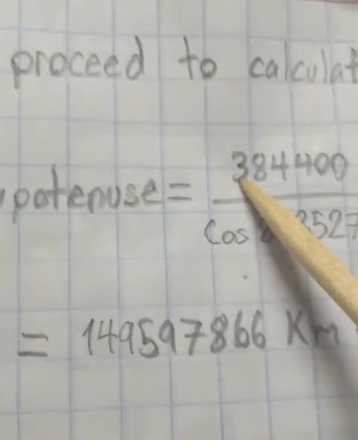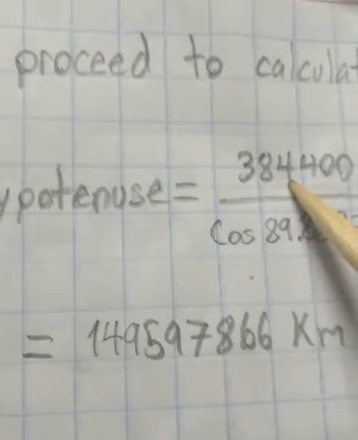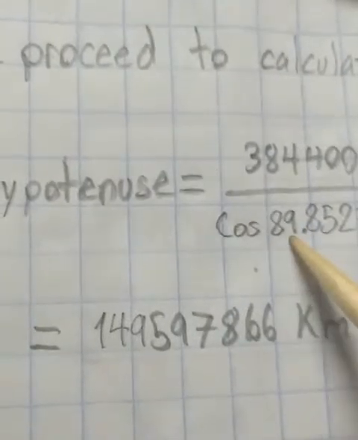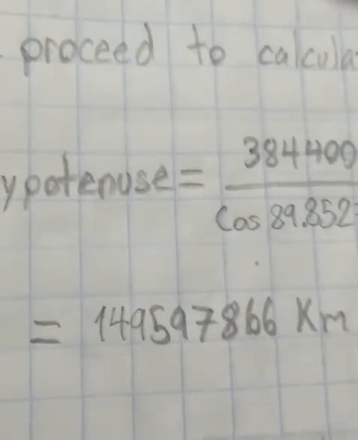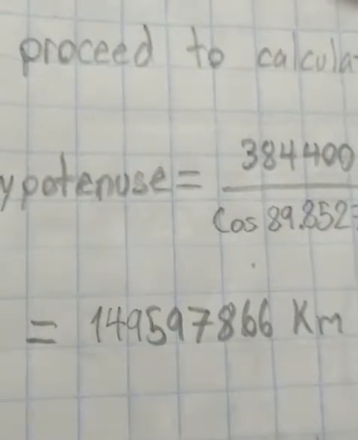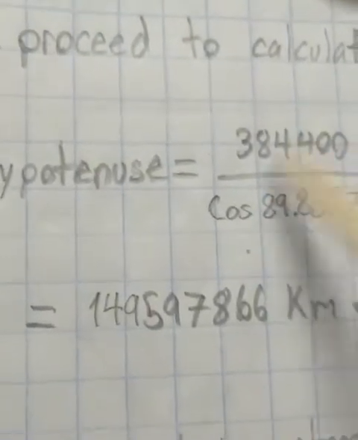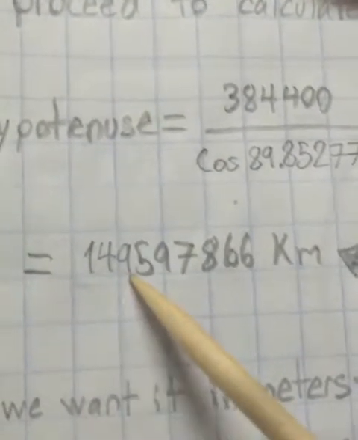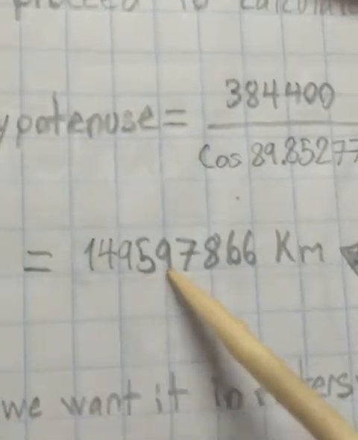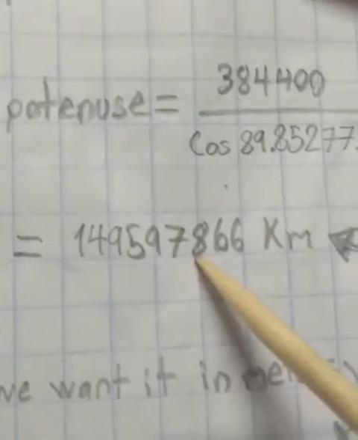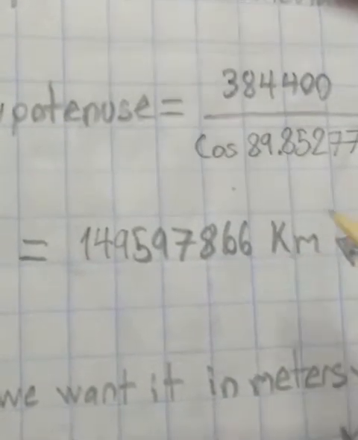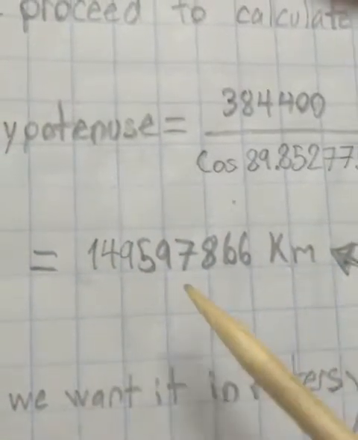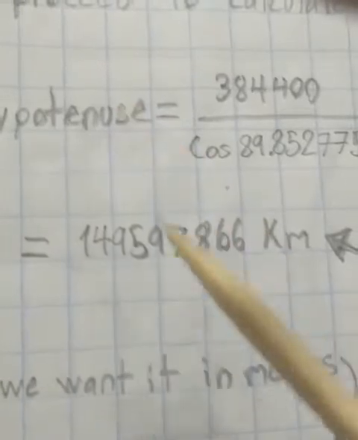So the adjacent leg is 384,400 divided by the cosine of the angle 89.85277516. The result of this calculation is 149,597,866 kilometers. So this is technically the distance between the Sun and the Earth, or the hypotenuse in this case.